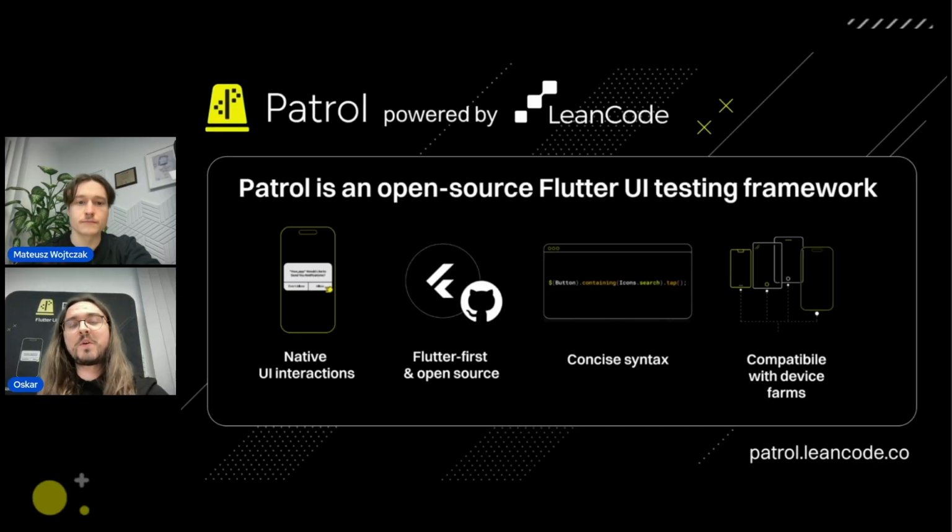All right. So Matti has outlined a lot of problems. And of course, there's a question, how do we solve it? So here, Patrol enters the stage. And what are the core pillars of Patrol? So first of all, we wanted to allow for those native UI interactions. So those location permissions, maybe notifications, and also interactions outside of your Flutter app under test.